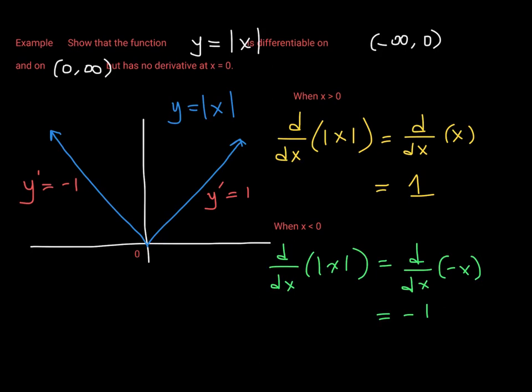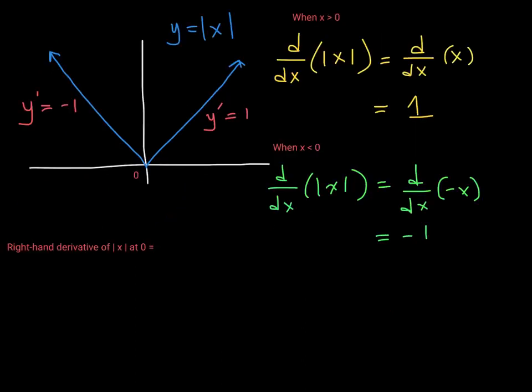Now, what we want to say now is there is no derivative at the origin. Why not? Because the one-sided derivatives differ there. From the left of 0, the slope or the derivative is -1. From the right of 0, the slope or the derivative is +1.